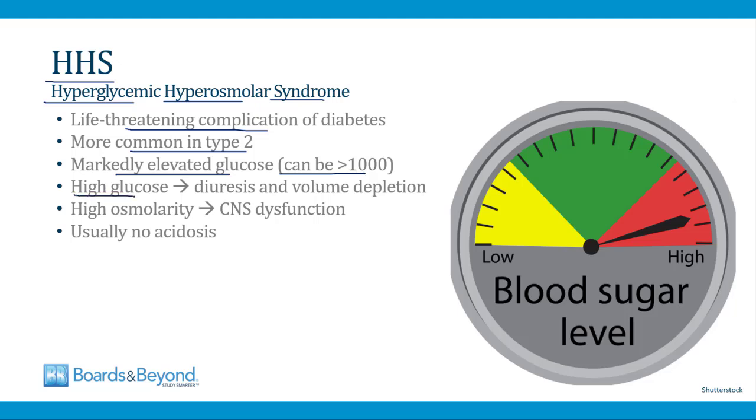When the glucose gets this high, it leads to an osmotic diuresis and volume depletion. It also causes the plasma osmolarity to get very, very high, and this can lead to central nervous system dysfunction. In contrast to DKA, however, patients with HHS usually have no acidosis, and that's because they have insulin present. That's why this is more common in type 2. Because some insulin is present, the liver doesn't go into starvation mode and produce keto acids, but the glucose can still get very high, and that's what leads to the clinical problems of HHS.